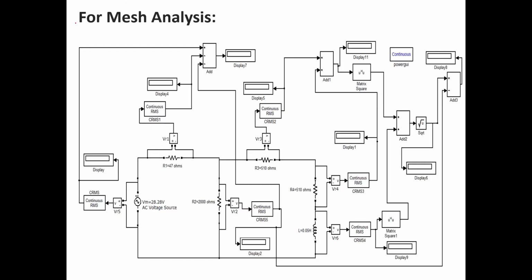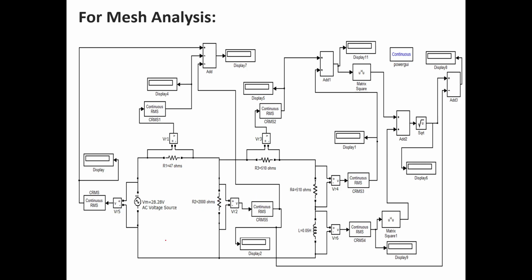Next, for mesh analysis. This is our circuit. This is the AC voltage source. Across the AC voltage source, a voltage measurement is connected, its V terminal goes to a continuous RMS, and the continuous RMS display should be connected. Similarly, across 47 ohms, a voltage measurement is connected to the V terminal, a continuous RMS block must be connected, and it should be given to the display.